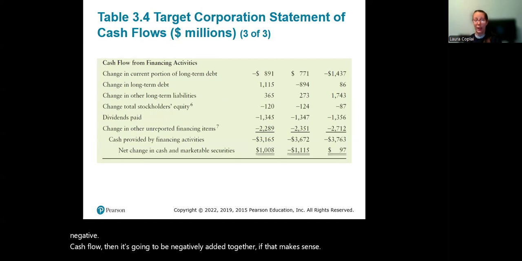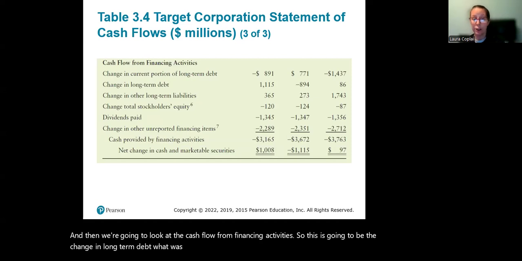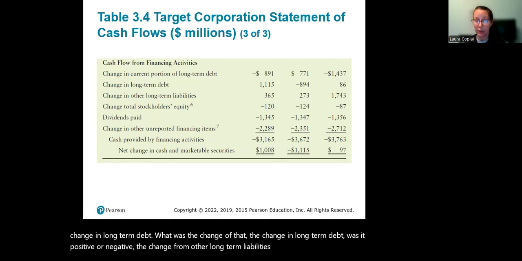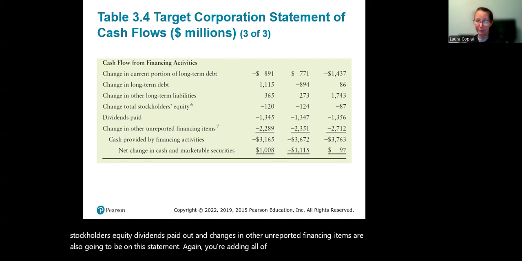And then we're going to look at the cash flow from financing activities. This is going to be the change in long-term debt. What was the change of that? Was it positive or negative? The change from other long-term liabilities, the change in total stockholders' equity, dividends paid out, and changes in other unreported financing items are also going to be on this statement. Again, you're adding all of those columns together.